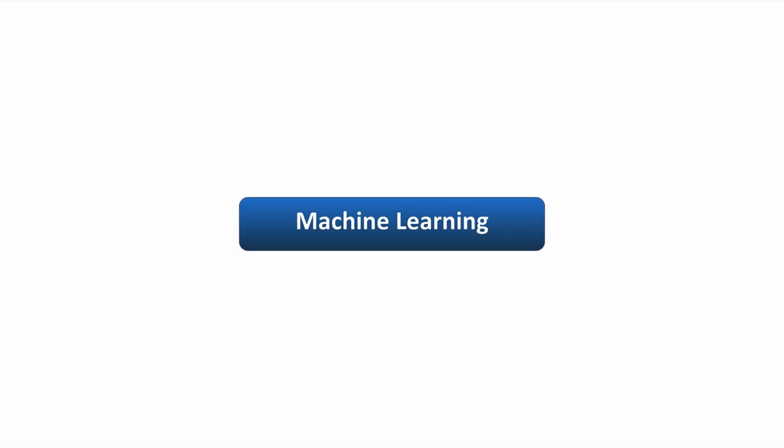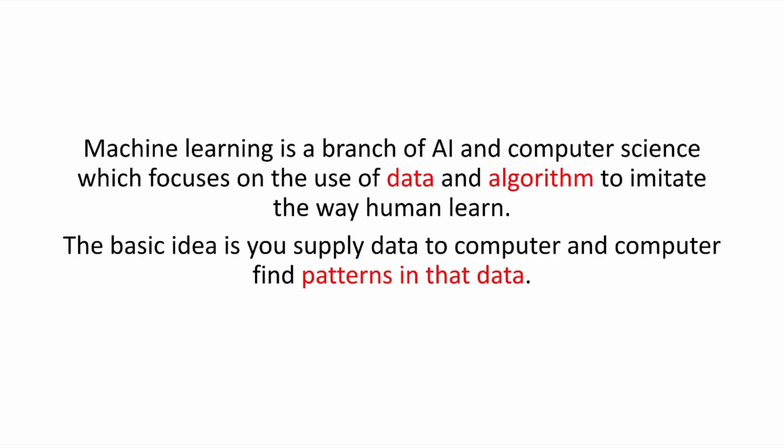Welcome to this lecture. In this lecture, we will look at the basic introduction of machine learning. Machine learning is a branch of AI and computer science which focuses on the use of data and algorithms to imitate the way humans learn. So the basic idea is you supply data to a computer and the computer finds patterns in that data, and then based upon that pattern the computer can make predictions.